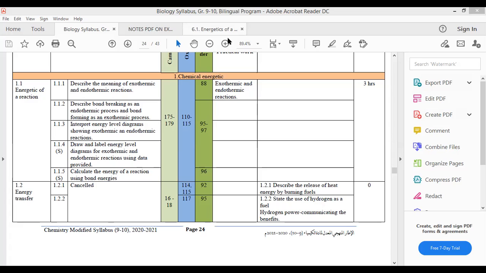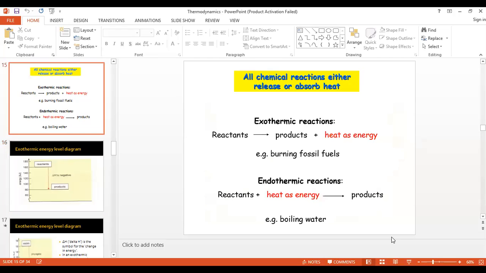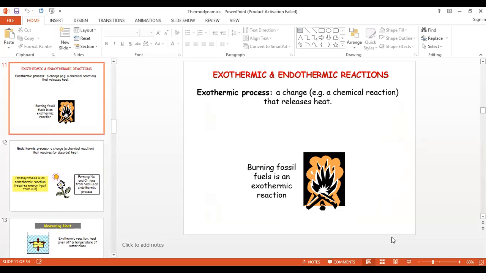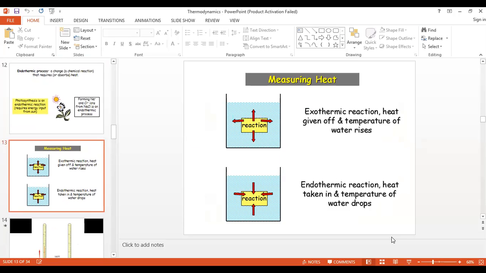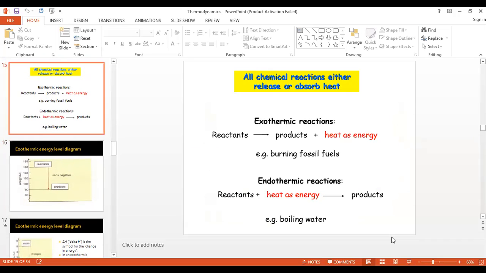Now I am going to start properly because I don't know when the others will join. Yesterday we discussed the endothermic process and exothermic process, and I already uploaded these slides, and you got them. In a chemical reaction, they either release or absorb heat. We discussed this yesterday, but we are going to discuss it again because we need to draw the diagram.